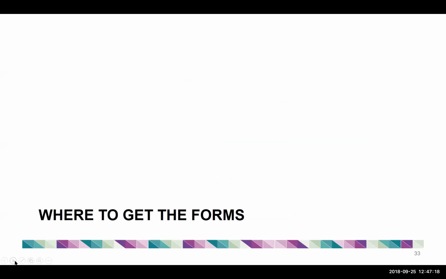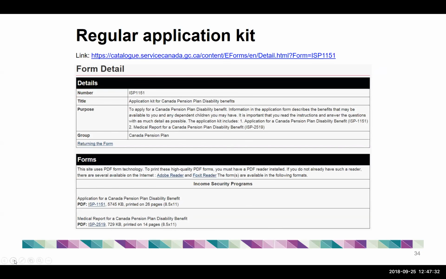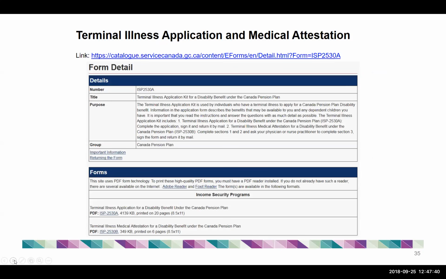All right, so for those of you who are listening to the recorded version of this webinar, you probably will not have received the forms through the email. So if you need to go and download the forms, the next 2 slides describe where you would find the forms. So the first page is for the regular application kit, and then the second one is for the terminal illness application.